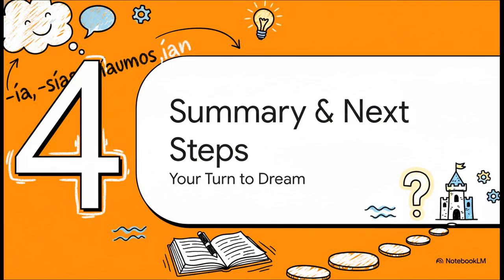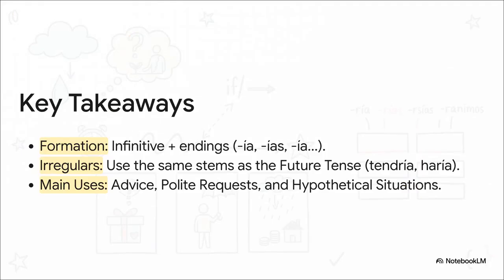All right, now that you've seen it in action, let's do a super quick recap of the key points. This is what you need to remember to start using the conditional yourself. So here are your 3 big takeaways. First, the formation is easy. It's just the infinitive plus those ía endings. Second, the irregulars, they just borrow their stems straight from the future tense. And third, remember its 3 main jobs: giving advice, being polite, and talking about all your dreams and hypotheticals.